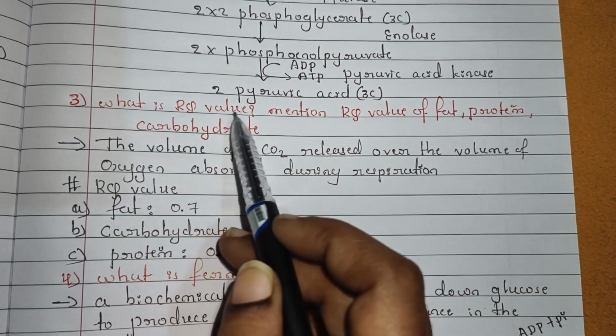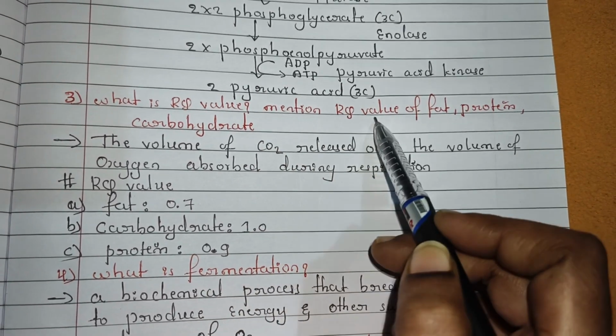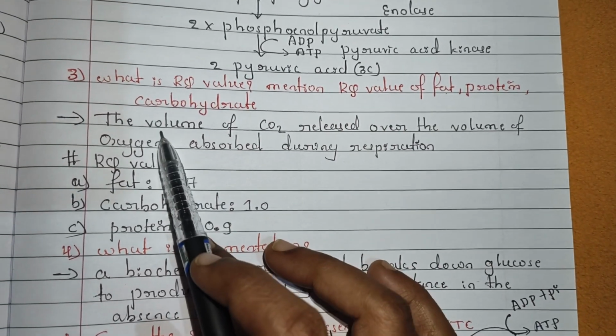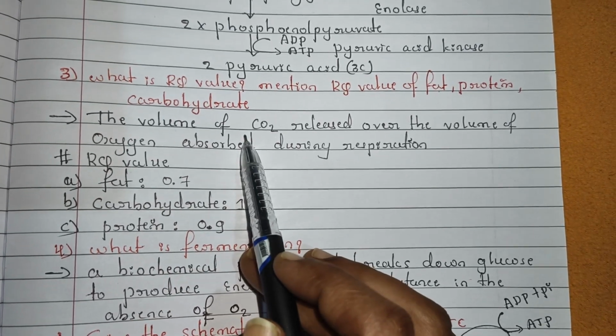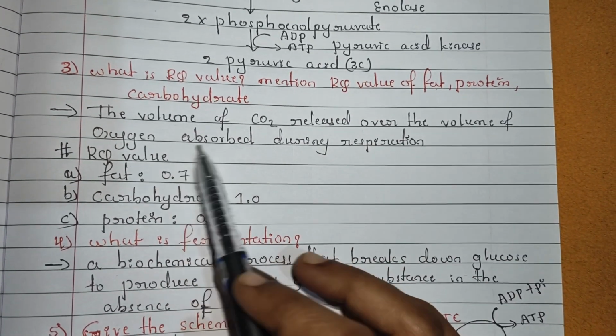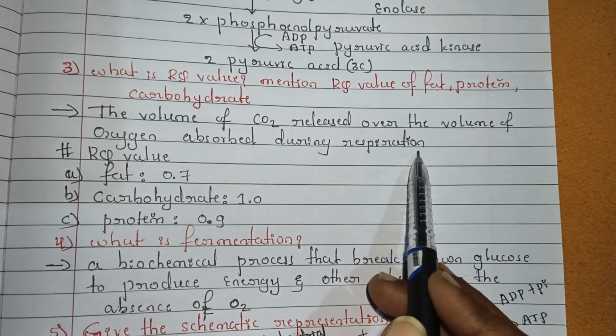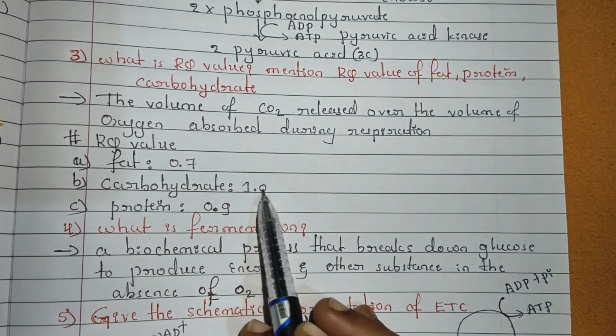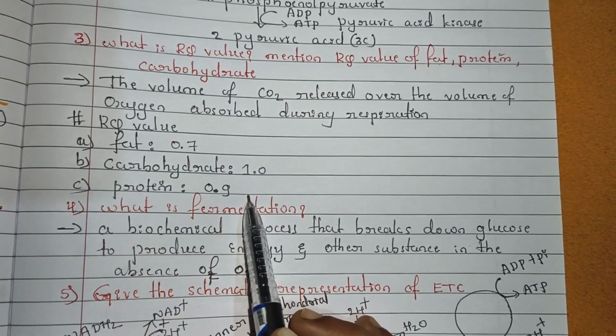Next question: what is the RQ value? Mention the RQ value of fat, protein and carbohydrate. The RQ definition is the volume of CO2 released over the volume of oxygen absorbed during respiration. So the RQ value of fat is 0.7, carbohydrate is 1, and protein is 0.9.